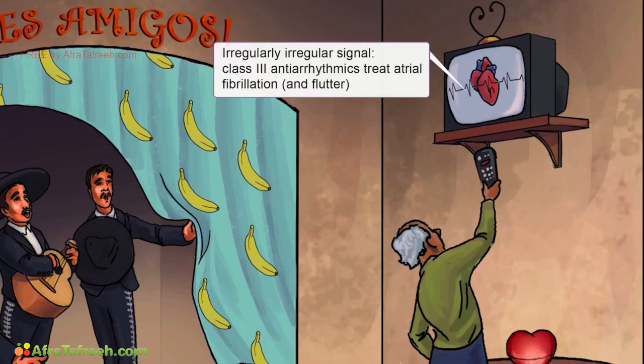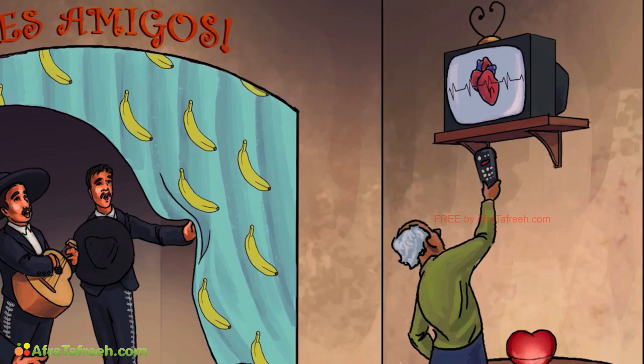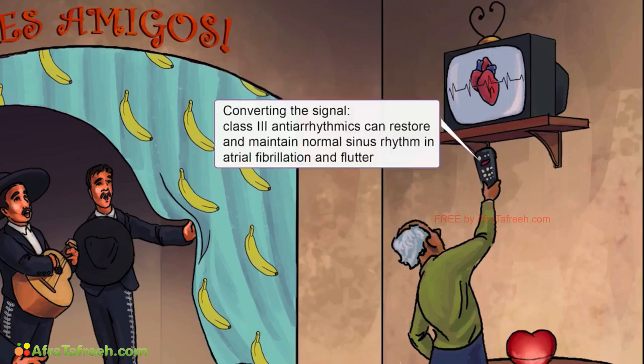The recurring sketchy symbol for AFib is this irregularly irregular static signal on a television screen, this time hanging in the corner of the restaurant. Recall from the Class 1 antiarrhythmics video that those Class 1C drugs were useful for rhythm control in AFib. Well, these Class 3 drugs are also highly effective for restoring and maintaining normal sinus rhythm.